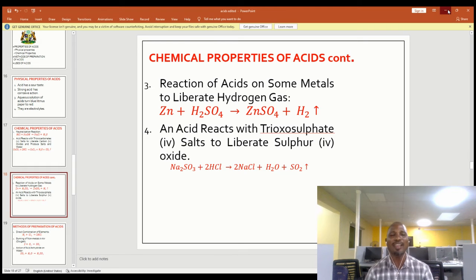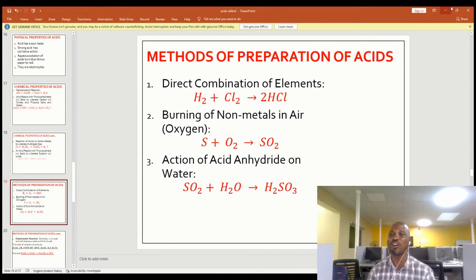Yes, let's look at how acid can be prepared in the laboratory. Our next point of call is method of preparation of acid. How can we prepare acid? Acid can be prepared by direct combination of elements. An example is when hydrogen combines with chlorine, you get hydrogen chloride gas. In solution, it becomes hydrochloric acid.